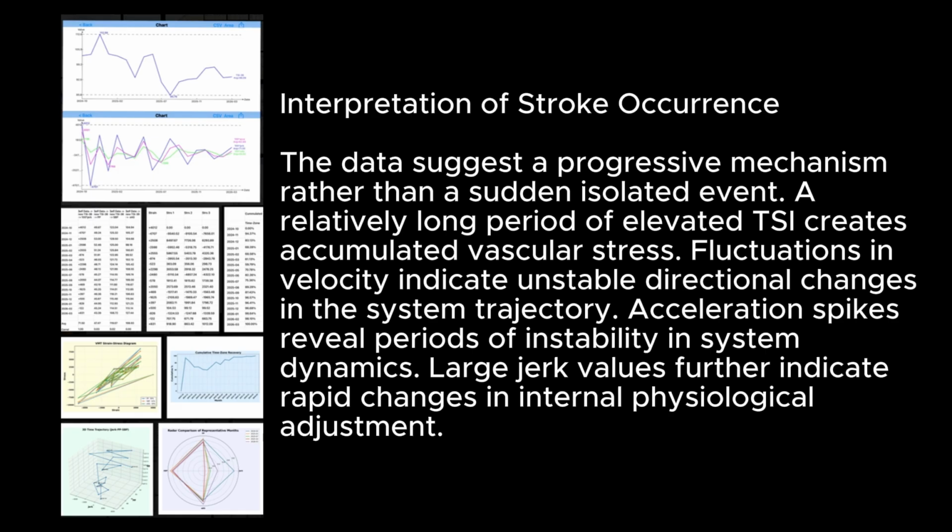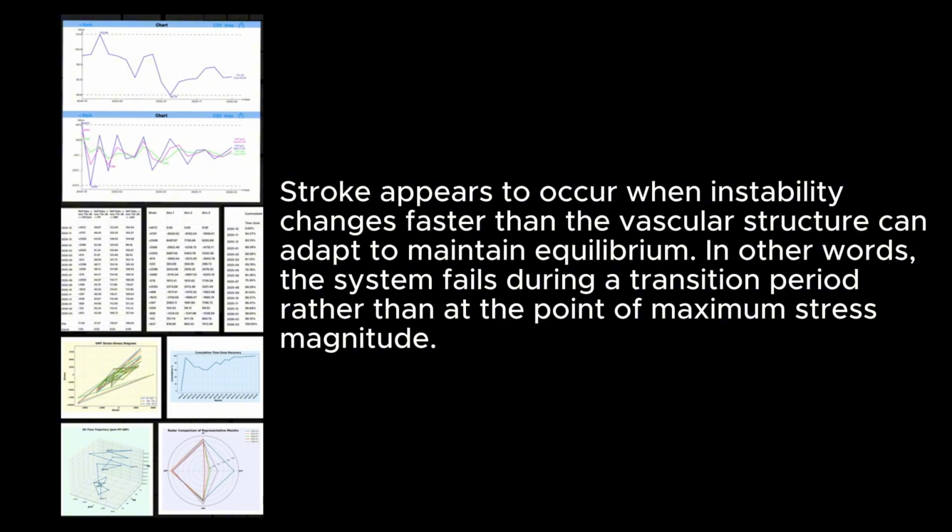Interpretation of stroke occurrence. The data suggests a progressive mechanism rather than a sudden isolated event. A relatively long period of elevated TSI creates accumulated vascular stress. Fluctuations in velocity indicate unstable directional changes in the system trajectory. Acceleration spikes reveal periods of instability in system dynamics. Large jerk values further indicate rapid changes in internal physiological adjustment. Stroke appears to occur when instability changes faster than the vascular structure can adapt to maintain equilibrium. In other words, the system fails during a transition period rather than at the point of maximum stress magnitude.